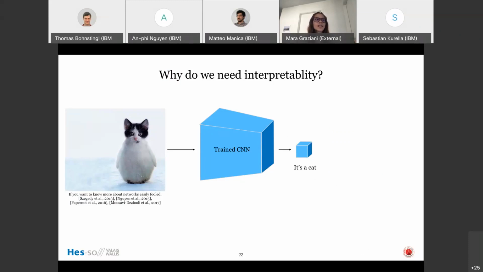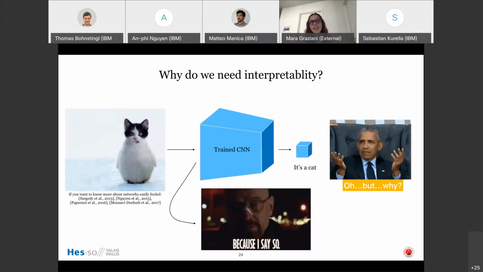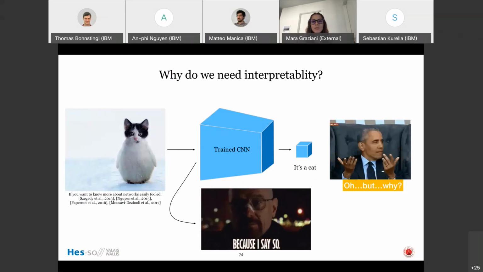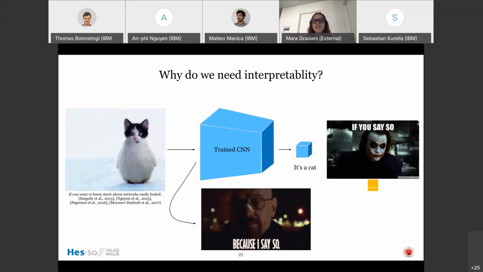Still a cat. So the question arises, why? Why is that a cat? What options do we have without interpretability? I mean, the only thing a black box can tell us is that that's the way it is. Quite confident about it. So this is clearly a bit unfortunate. And I don't think any of you would like a family doctor using this tool.